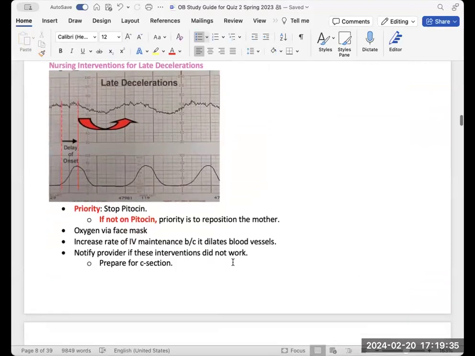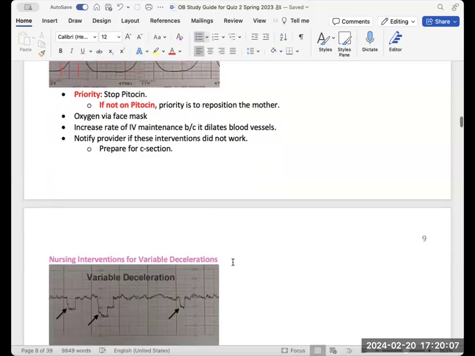Late decelerations, problem. Priority: if they're on Pitocin, which is also called Oxytocin, stop it. That's your priority. Stop the Pitocin. If they're not on Pitocin, reposition the mom. You need to know them exactly like that. If they're on Oxytocin or Pitocin, stop it. If they're not on Pitocin, priority is repositioning the mom. Then it becomes oxygen, increasing the rate of the IV maintenance, notifying the provider if these don't work, but your priority is either stopping Pitocin or, if they're not on Pitocin, repositioning the mom.